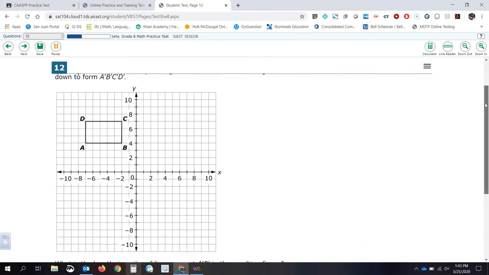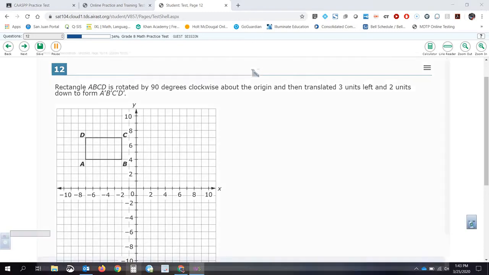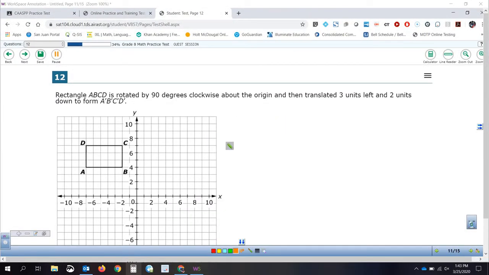All right, so let's take a look here. So this problem is a transformation problem. Transformations are when you take an object and you move it around according to a set of rules. In 8th grade math, we do reflections, rotations, and translations. The two that they are giving us in this problem are a rotation by 90 degrees clockwise, and then a translation 3 units left and 2 units down.